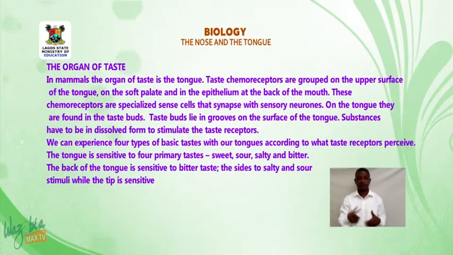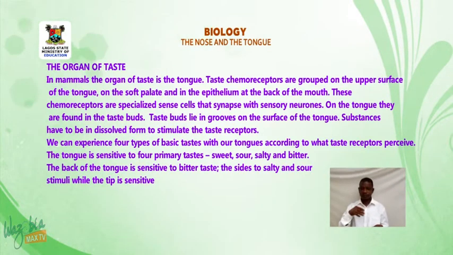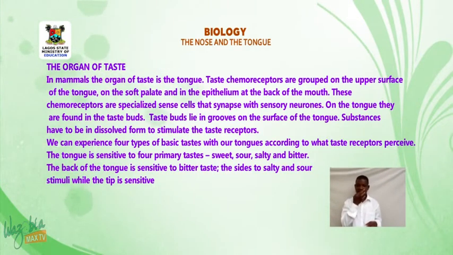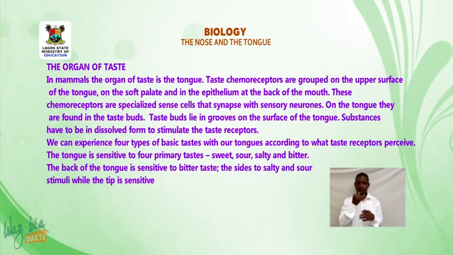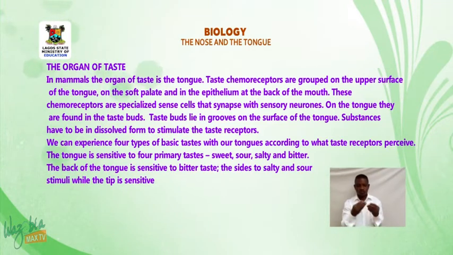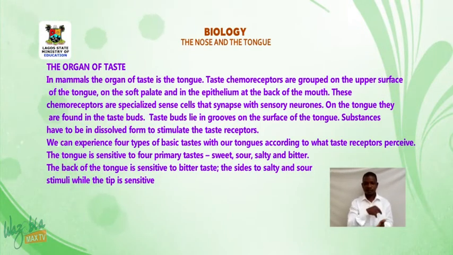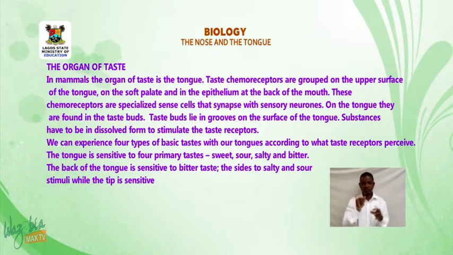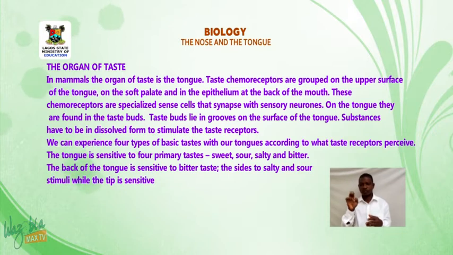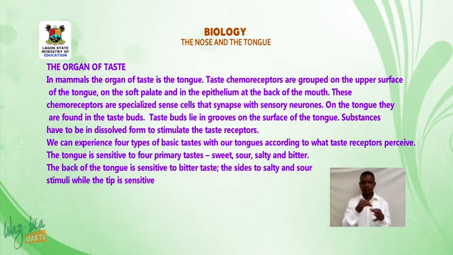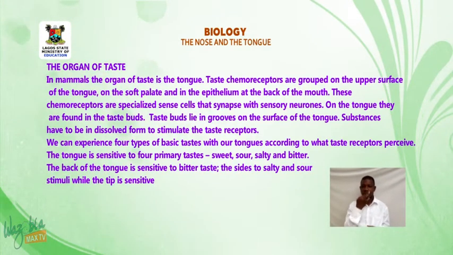Welcome back. Now let's look at the organ of taste. In mammals, the organ of taste is the tongue. Taste chemoreceptors are grouped on the upper surface of the tongue, on the soft palate, and in the epithelium at the back of the mouth. These chemoreceptors are specialized sense cells that synapse with sensory neurons. On the tongue, they are found in the taste buds.